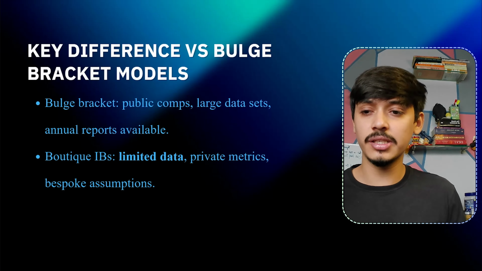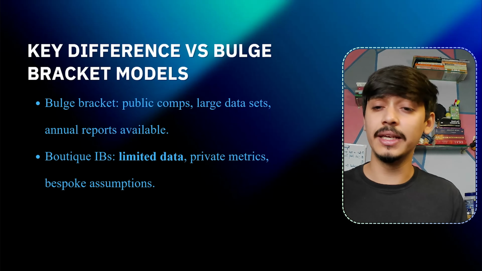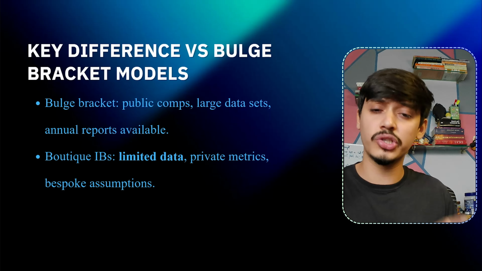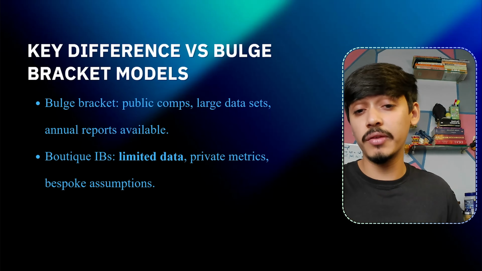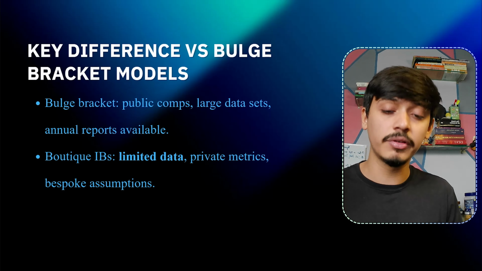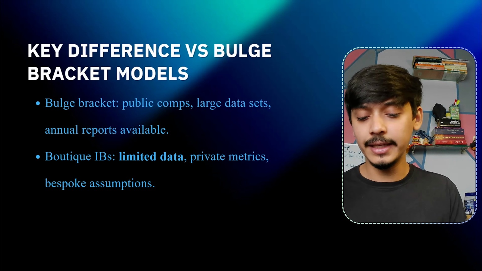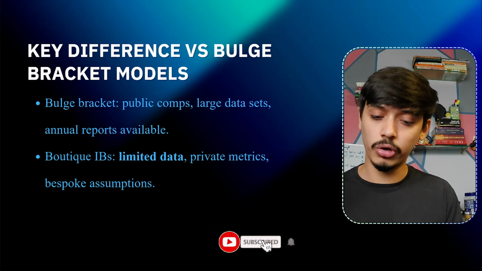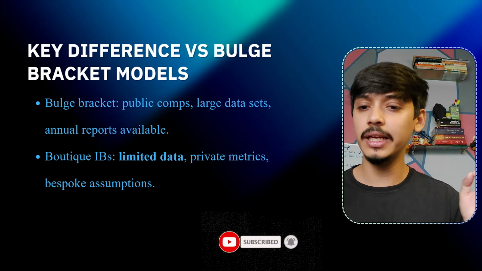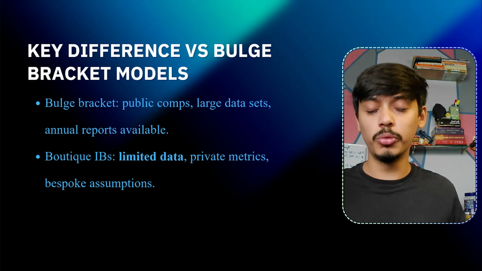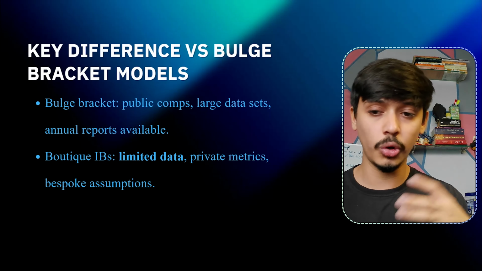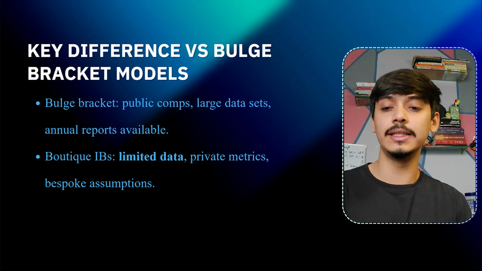The major differences are, for bulge bracket, you have a lot of publicly available comparables. There are large data sets. You have annual reports available to read the business model, to understand how they function, what market share they have, how much they are trying to capture down the line, with a very good management who understands the business very well. So for creating those kinds of models, you easily have a lot of data. But definitely it is quite complicated because the business is quite expanded. You have to understand the business first yourself, and then you can create these kinds of detailed models.